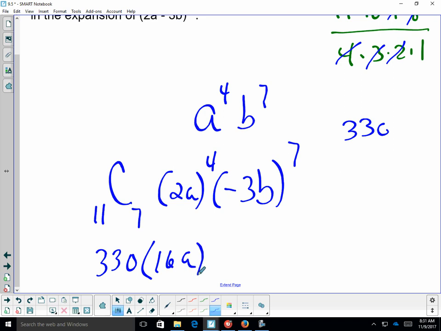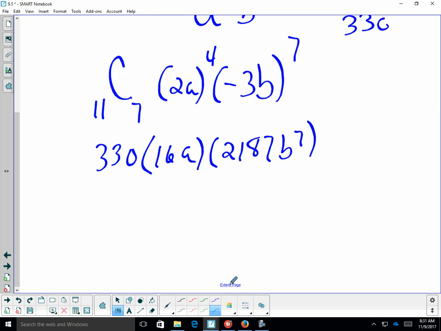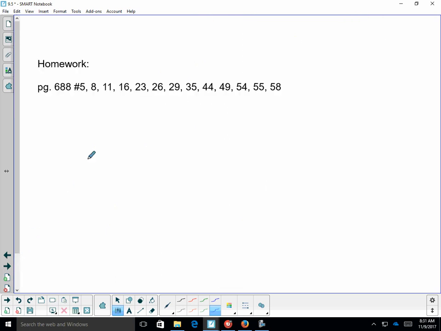7th. Whoa. 7 times 1, 2, 3, 4, 5, 6. 2,187b to the 7th, and then I'm going to multiply all those together. And when I do that, I get 1154730 a to the 4th, b to the 7th, and I forgot to put 4 there. Okay, I hope this helps, and here is your homework, and good luck.